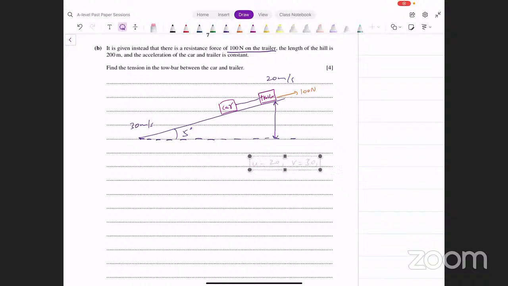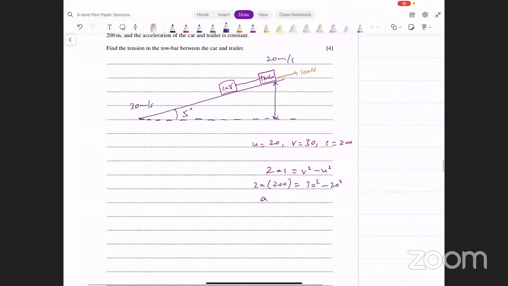इस सारे इंफॉर्मेशन को यूज करके हम एक चीज तो फौरन से कर सकते हैं कि हम acceleration find कर सकते हैं. What formula can we use for this? We can use 2as equals v squared minus u squared. And that's going to give us 2 into a into 200 equals 30 squared minus 20 squared. Okay. यहाँ से a की value आ जाएगी. Let's see what that turns out to be. 30 squared minus 20 squared divided by 400. That is 1.25. So acceleration of the two objects is 1.25 meters per second squared. Acceleration आ गया हमारे पास.